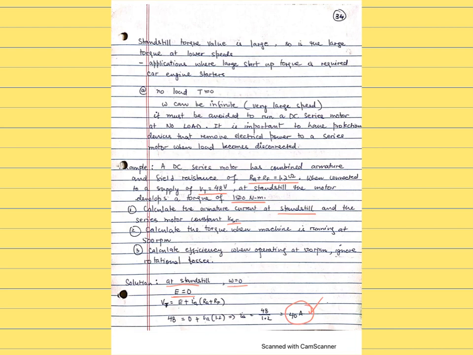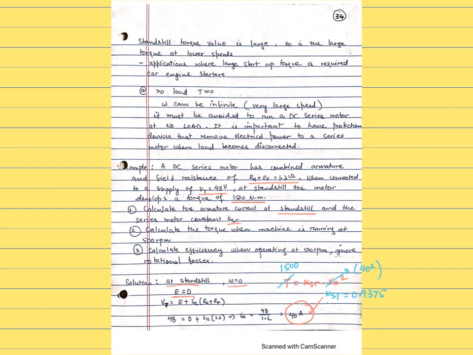The series motor constant we can calculate as T equals KSR times Ia squared. Torque is 1500, KSR needs to be calculated, and Ia is 40, squared. So KSR can be calculated. The series motor constant comes to 0.9375. That's the first part of the question.